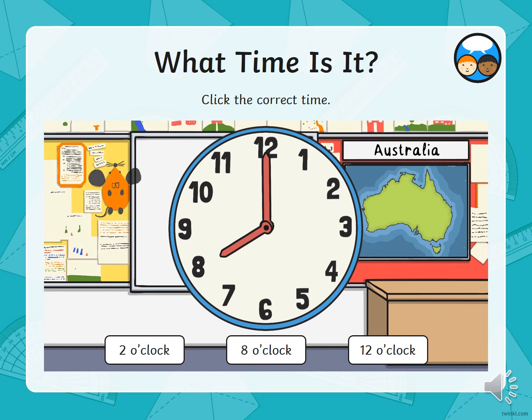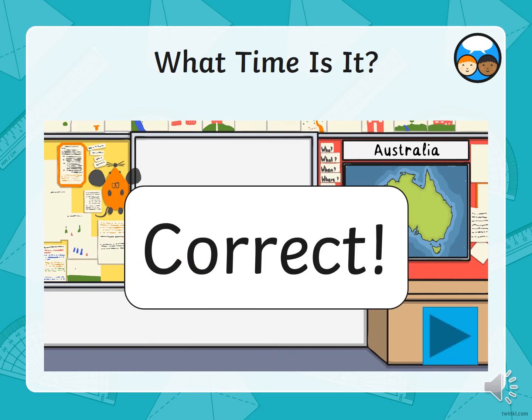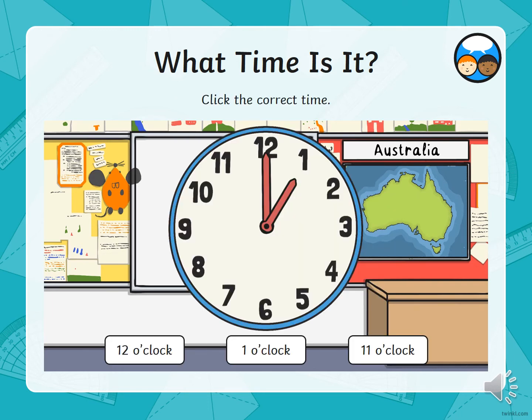8 o'clock. Well done. Okay, now we have the hour hand on the 1 and the big minute hand on the 12, which means it's something o'clock. What o'clock is it? Is it 12 o'clock, 1 o'clock, or 11 o'clock? 1 o'clock. Well done.